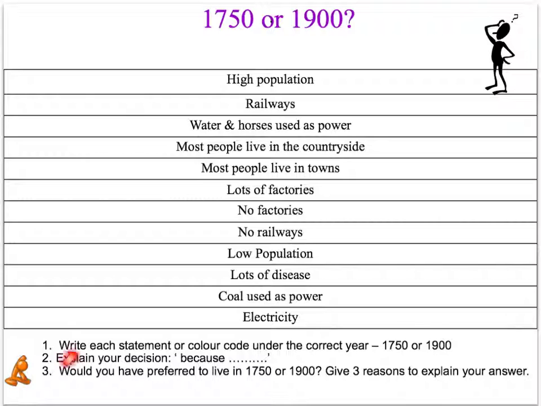Your teacher will explain as to whether or not you are required to expand upon any of your choices, explaining why you have reached the decision you have, and the final extension question, would you have preferred to live in 1750 or 1900? Your teacher will inform you how long you have to complete this task.